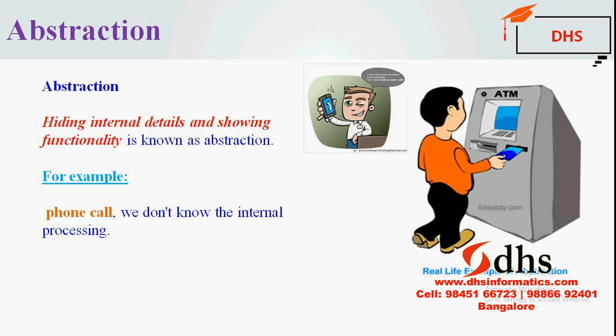For example, whenever you go to an ATM and swipe your card to withdraw some amount, if you enter a wrong pin, it will not allow you to do transactions. That implementation, whatever they did, will not be visible to the user, it will be hidden. Only the functionality, like your pin is wrong, is what the user can see. So that is achieved using abstraction.